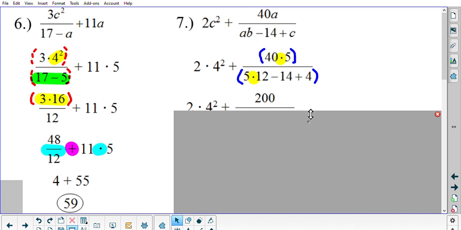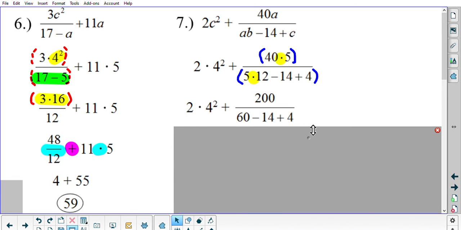What would I do first according to the order of operations? I would multiply the 5 times 12. So that would give me 60. Now notice, I am not touching the part of the math problem that is to the left of the fraction, the 2 times 4 to the second power. I am ignoring that because that was not in parentheses. You're supposed to do everything that's in parentheses first. And there's still more to do.